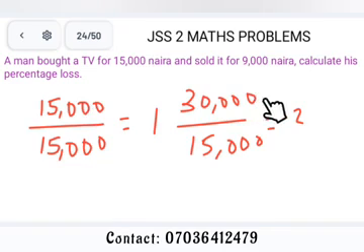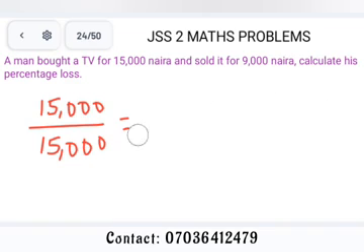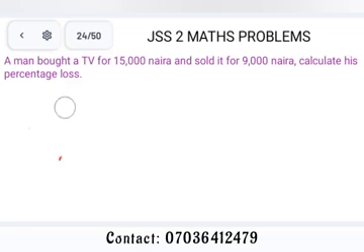So the next question is, how are we going to compare them so that we can know what the loss is? Because they have already told us that the man had a loss. They said we should calculate his percentage. That means the man had a loss. So how are we going to compare to show that the man really had a loss? Now we are going to say, first of all, how much did the man use to sell the TV? The question says the man sold the TV for 9,000 naira. Good. Now you write this 9,000 naira down.